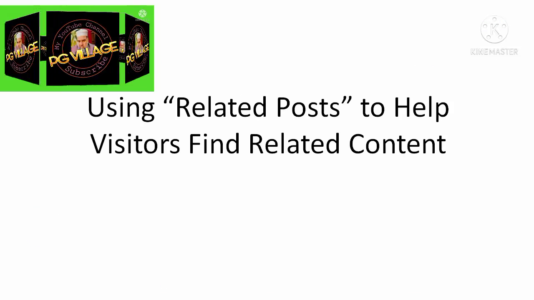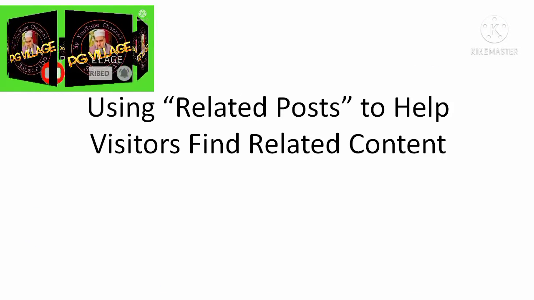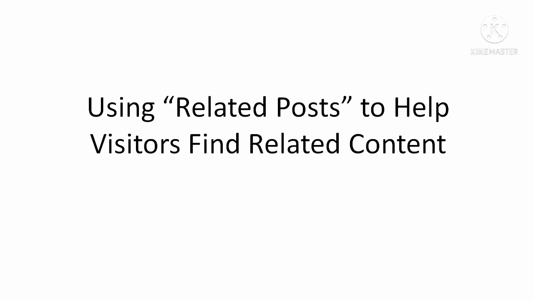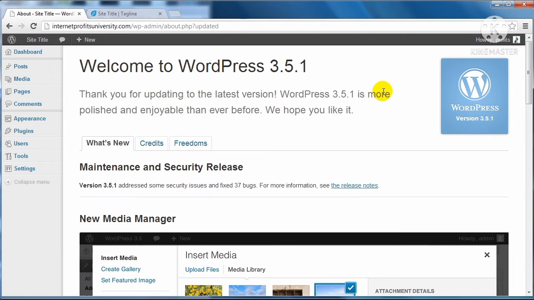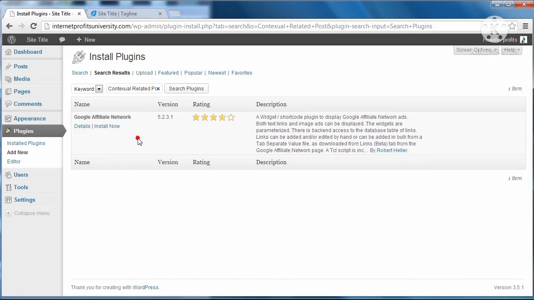And that's it. In this specific video, I'm going to show you how to use the Related Post plugin to help visitors find related content. So what you need to do is log into your WordPress dashboard, go under plugins, click on add new, and do a search for a specific related posts plugin called Contextual Related Posts. Click search plugins. We're going to go ahead and install that plugin.